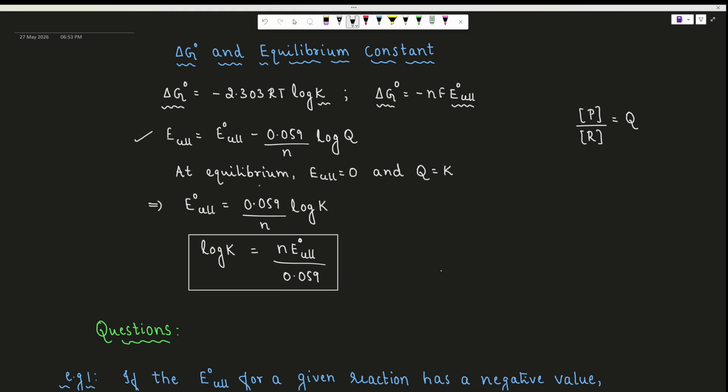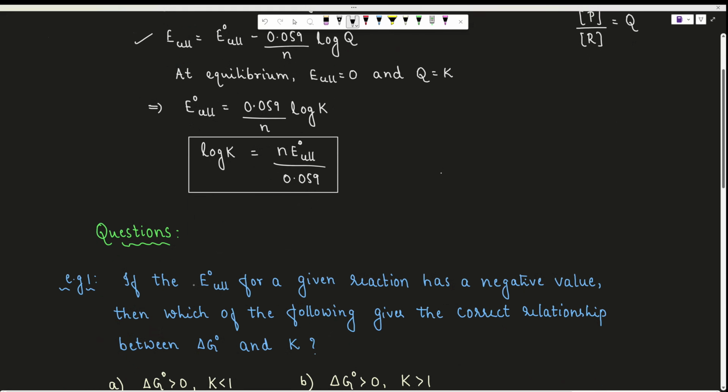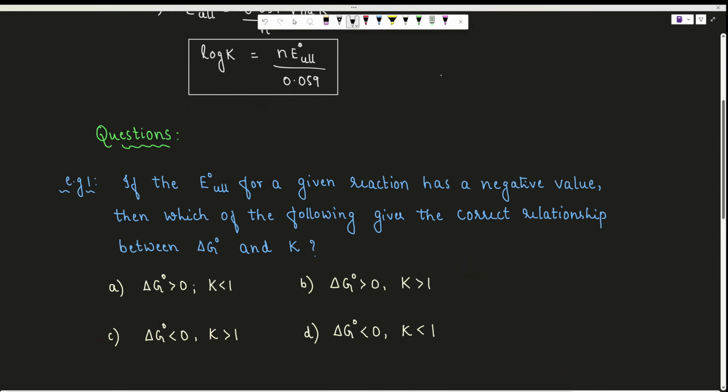So at equilibrium what happens? E cell will become 0 and Q becomes equal to K. If you substitute that, you will get E naught cell equal to 0.059 by n log K. So we can rearrange and write log K equal to n E naught cell divided by 0.059. This equation is helpful when the equilibrium constant is asked. So let us see a few questions related to this.